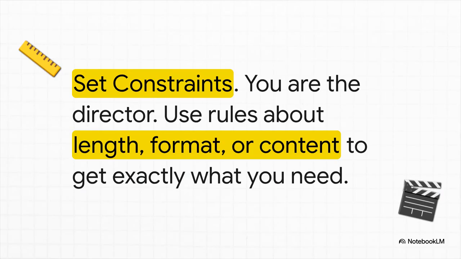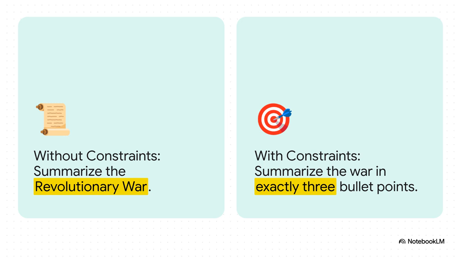Next up, technique number 3 is all about getting super precise. And that means setting constraints and rules. Remember what I said about being the director? This is it. You use rules about length, format, or what it can and can't say to get exactly what you need. If you ask an AI to summarize the American Revolutionary War, who knows what you'll get? Maybe a 5-page essay. But by adding a super simple constraint, summarize this in exactly 3 bullet points, each one a single sentence, you force it to be concise. You force it to be structured. You get the most important info and zero fluff.